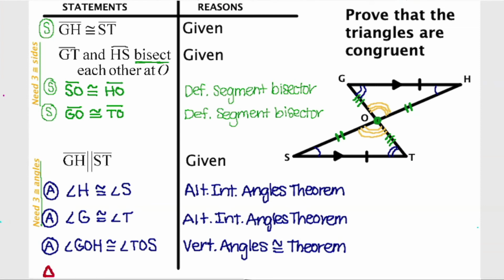Again, we can name the top one anything we want. What if we call it GOH? Then we just have to be careful on the bottom one. Which vertex matches with G? The double swoop was the T. And the O on the bottom matches with the O. And the H on the top matches with the S on the bottom. So just make sure you're getting those letters in the corresponding places. And what reason do we use? I would say the definition of congruent triangles. The definition of congruent triangles says that all of the corresponding sides and all of the corresponding angles are congruent.